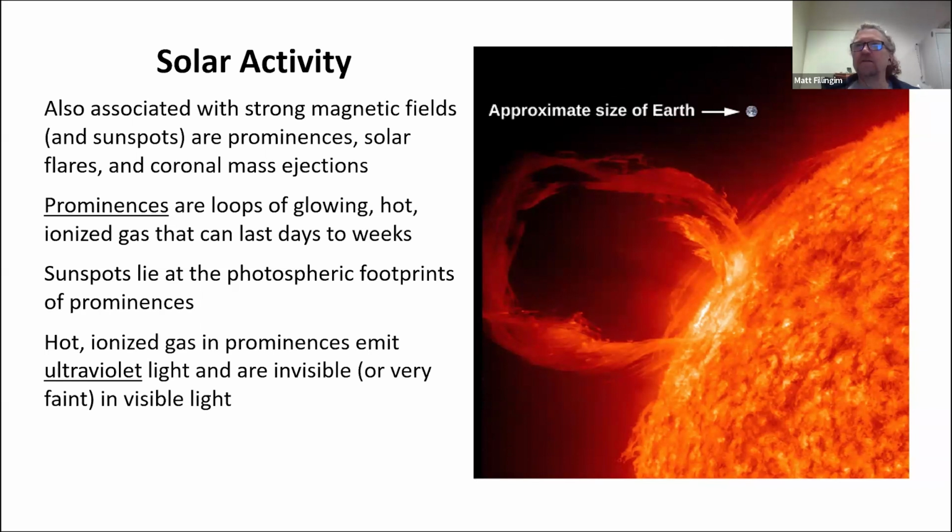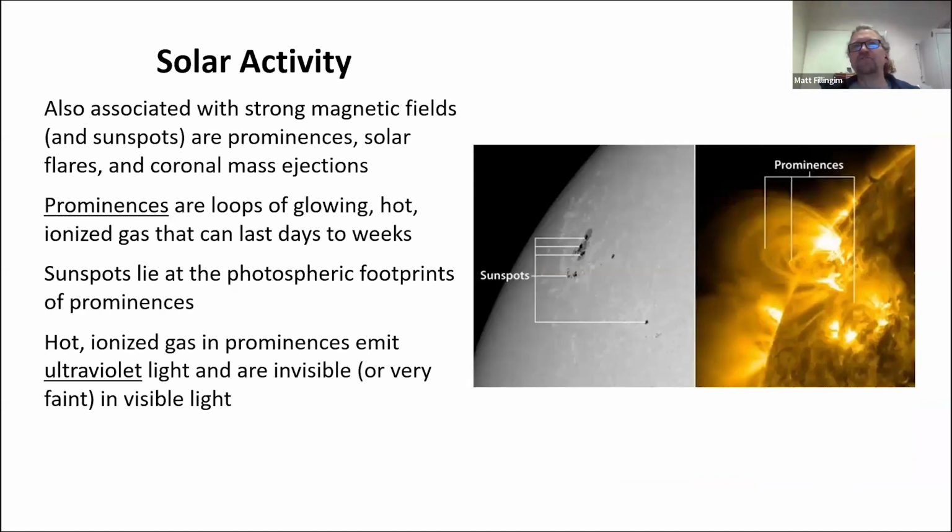And we can see that the sunspots, which would be dark in visible light, are actually kind of bright here in ultraviolet light. And it's because of this very hot ionized gas that's held there above the photosphere by the sun's magnetic field. And so we see that hot ionized gas emitting light in the ultraviolet.